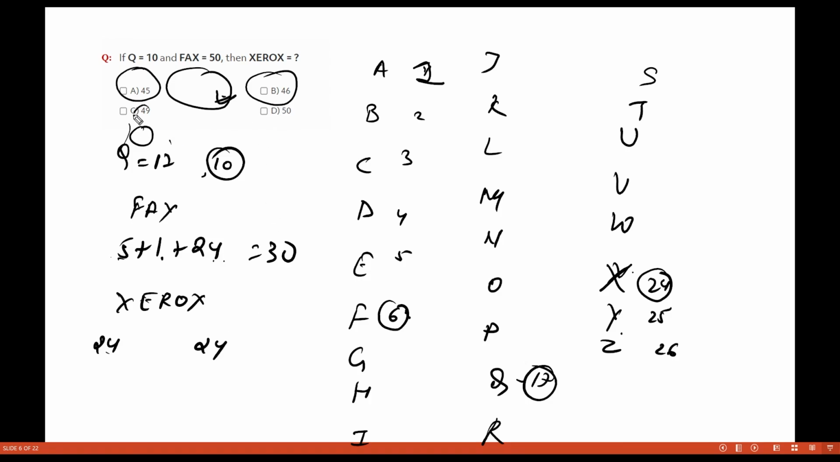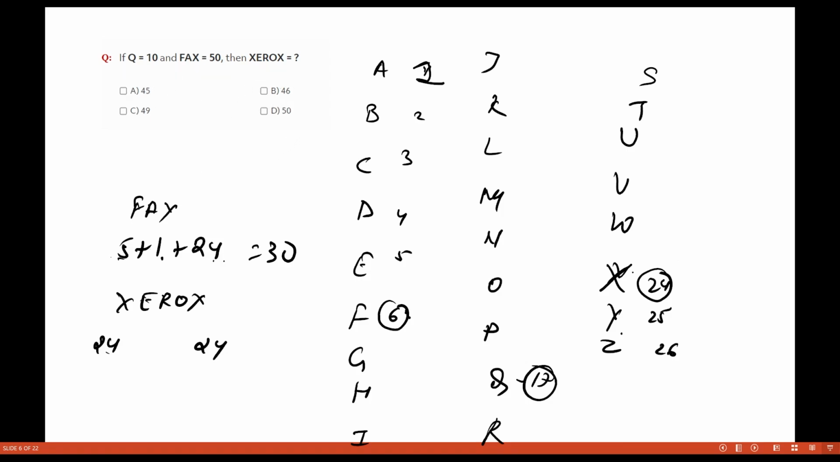And then you see your options are small. So we need some logic here. We need to deduce what this coding actually means. So let us try to deduce.